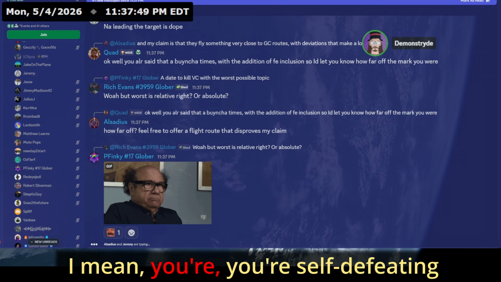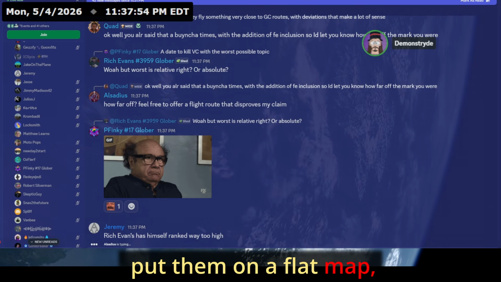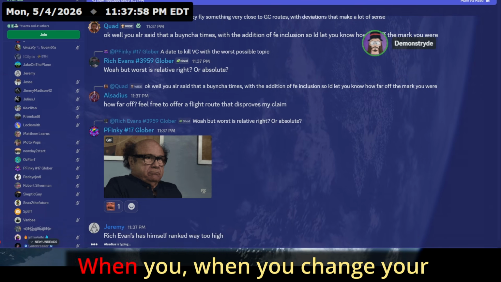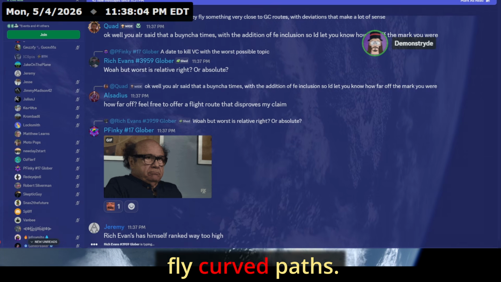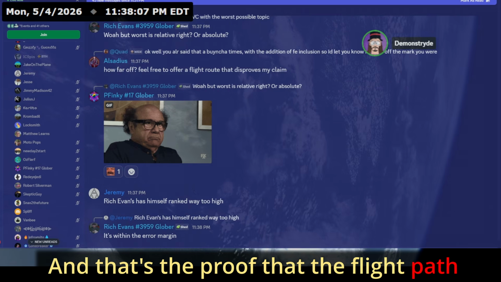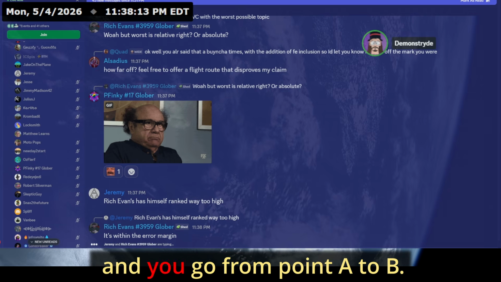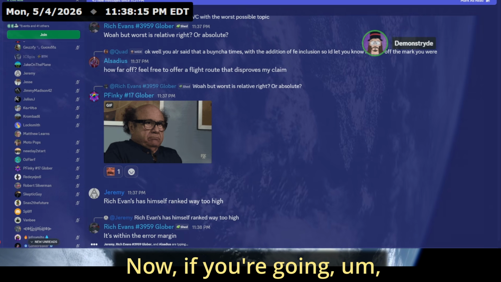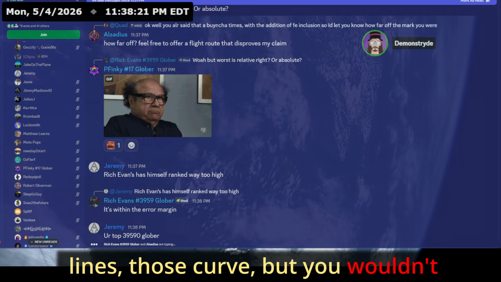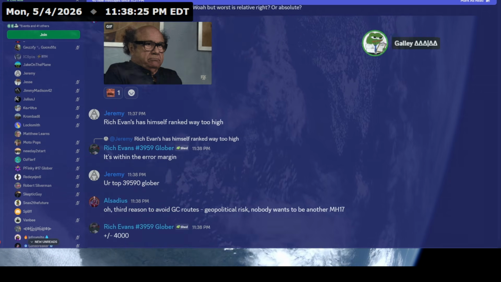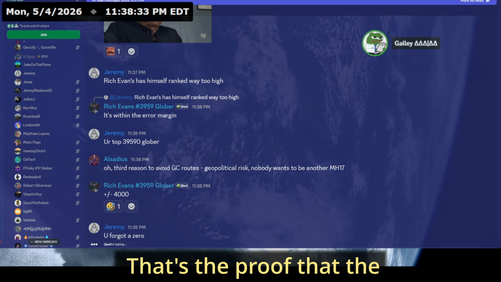Yeah, I mean, you're self-defeating yourself, because when you look at the flight paths on a globe, they're straight, but when you put them on a flat map, they're curved. So I agree with you. When you change your projection, you're going to see a distortion. But we don't fly curved paths, and that's the proof that the flight path is straight. And it matches when you're on a globe and you take a piece of string and you go from point A to B. Now, if you're going horizontally across America and you're following one of those latitude lines, those curve, but you wouldn't follow one of those in a plane. You would go straight.